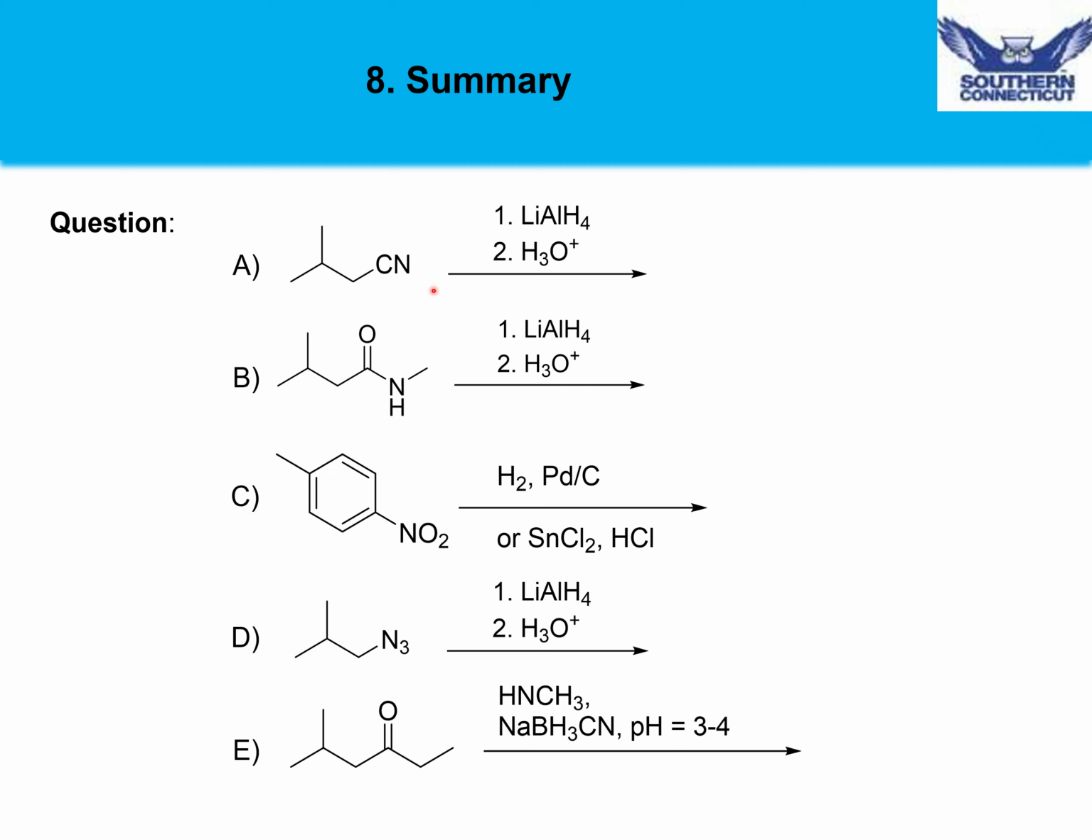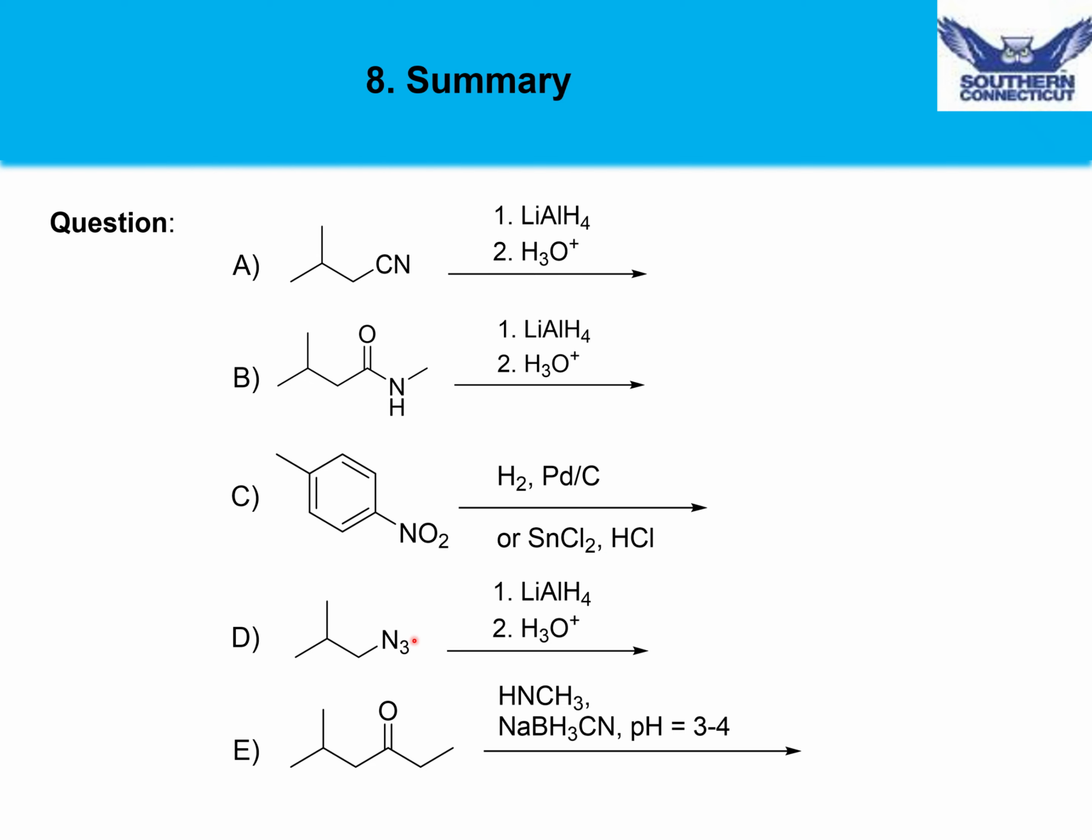Let's go over a few examples of the reactions we covered in this chapter to review these reactions. We'll start off with a reaction involving a nitrile and reacting it with lithium aluminum hydride. In the second reaction, an aldehyde is also reacted with lithium aluminum hydride. In the third reaction, we're going to reduce a nitro group in this substituted aromatic compound with hydrogen gas, palladium on carbon, or tin chloride and an acid.